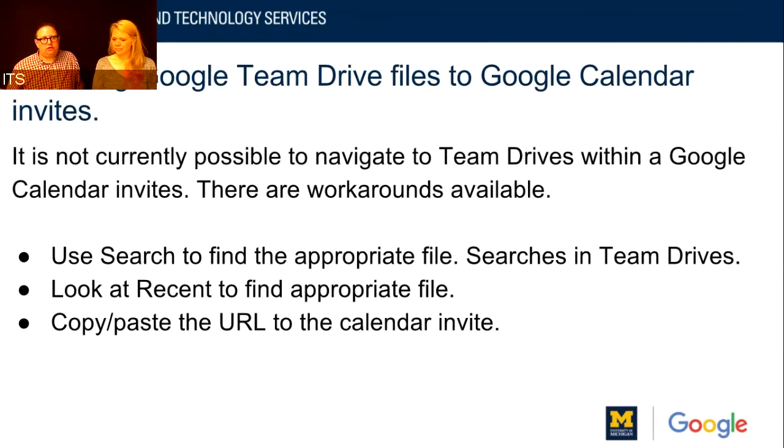You can also take a look at your recent files if it's one that you've used in the immediate recent past and attach that. Or if you have the URL to that particular file, you can copy and paste that into the calendar invite. Another nice thing is Google Calendar will warn you, even with a team drive file, if you put a URL in there and share it with someone who doesn't have access, you'll still get the same warning: this person does not have access to this document. Would you like to provide that? So that's good.